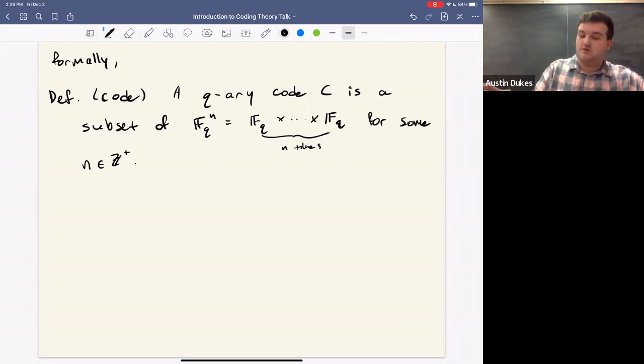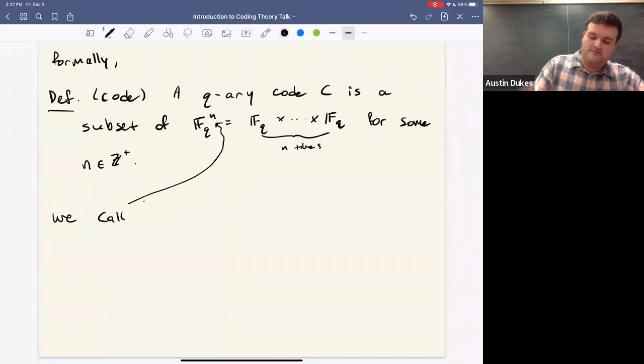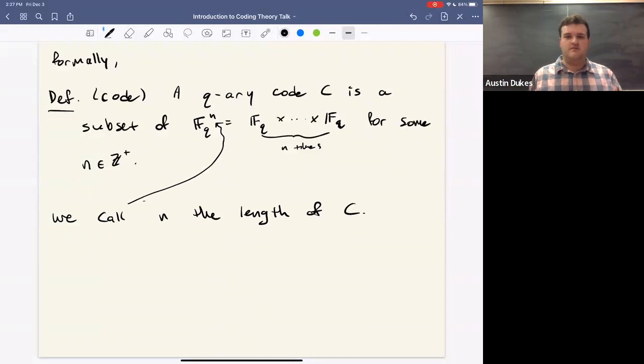So there's no other restrictions on C in general. A code is just a subset. The ambient space F_q to the n is a vector space and has lots of properties, but just saying code with no other restrictions is just an arbitrary subset of that. All right. Cool. So that's the definition. And this n, we call n the length of C. So n is the length of every code word in C.